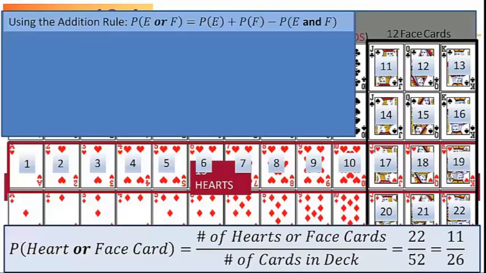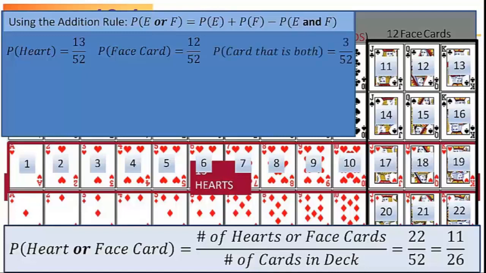Suppose I wanted to actually use that addition rule rather than just figure it out as I just did here. It would still work. I would just simply take the probability of getting a heart. Well, remember, there are 13 hearts in the deck, so the probability of getting a heart is 13 over 52. Then I would calculate the probability of getting a face card. Well, there are 12 face cards in the deck, 4 jacks, 4 queens, 4 kings, so the probability of getting a face card is 12 over 52.